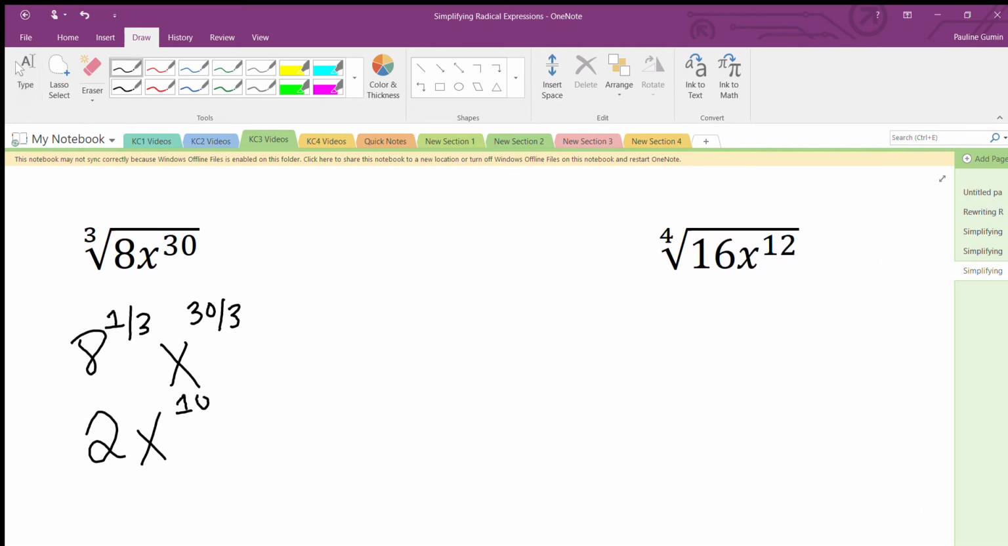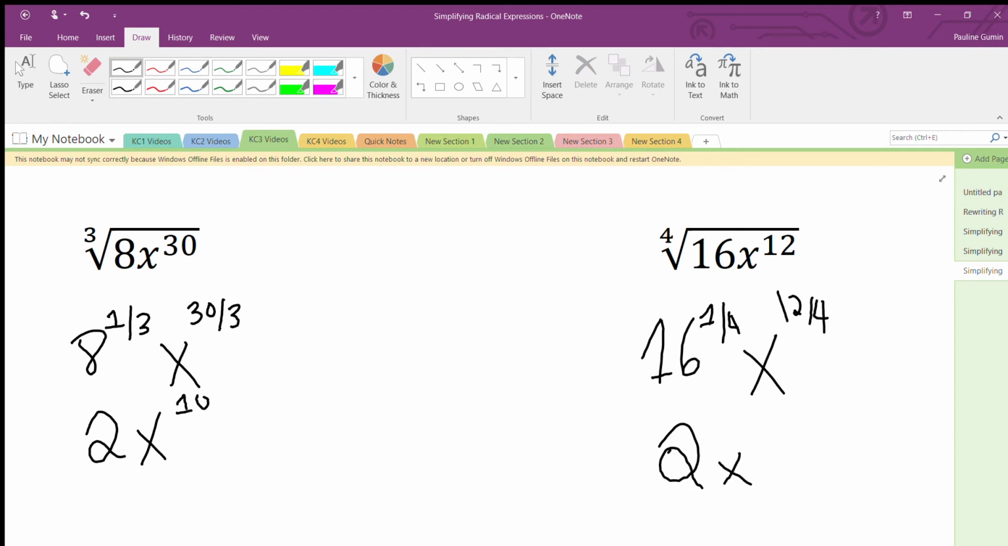Another beautiful one, let's do it. The 4th root of 16x to the 12th. Okay, so we have 16, power of 1, root 4. X, power of 12, root 4. 16 to the 1/4 is 2. 12 over 4 gives us 3.